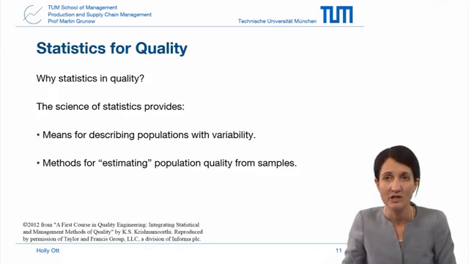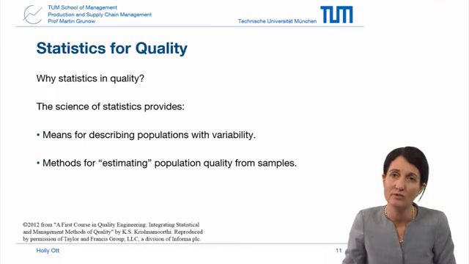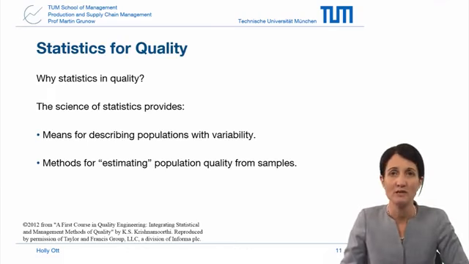In quality engineering and management, we are interested in improving the process or product. We are interested in understanding the key inputs, our variables, and finding ways to change them so that the output is improved and controlled. And statistics are key to this process improvement cycle.